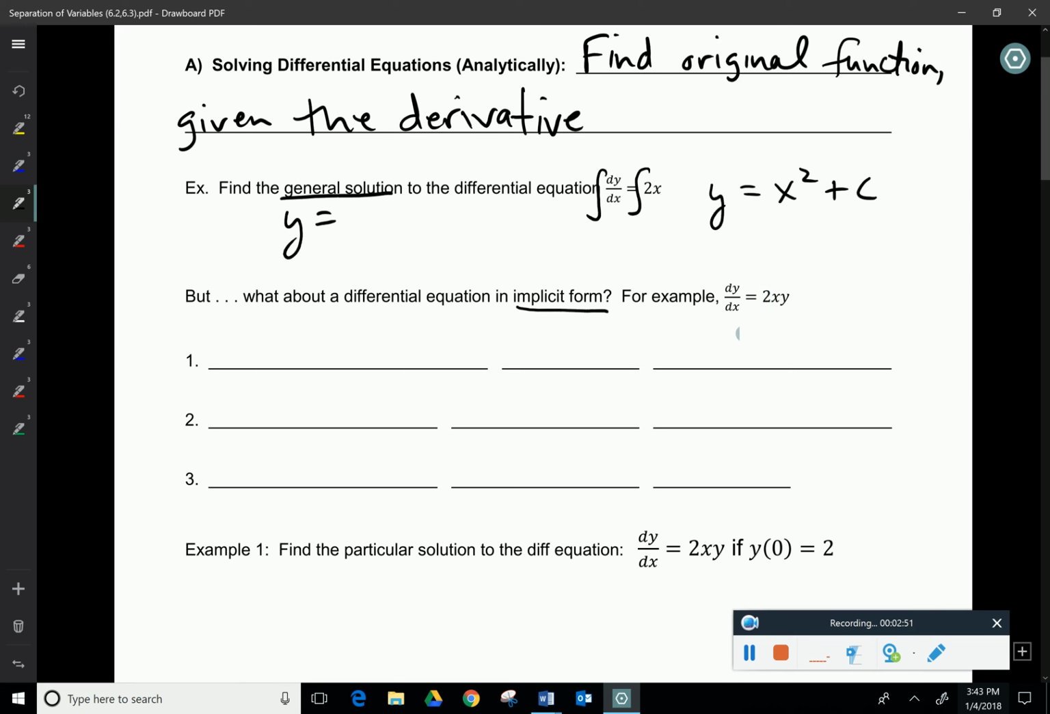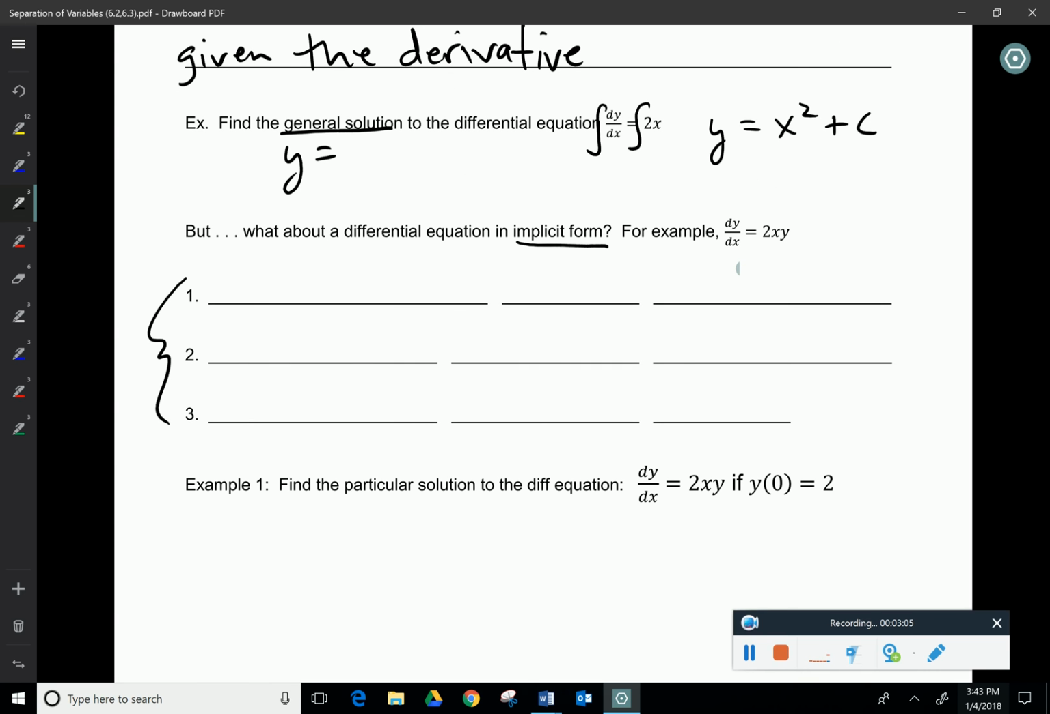So what we have to do is follow this protocol that we have below. I'm going to list out the steps, and then we'll go through an example that takes you through those steps. The first thing you have to do, since you can't integrate if there's both an x and a y on the same side, is separate the variables. From now on, this is how we are going to refer to this type of situation. We're going to call this separation of variables.